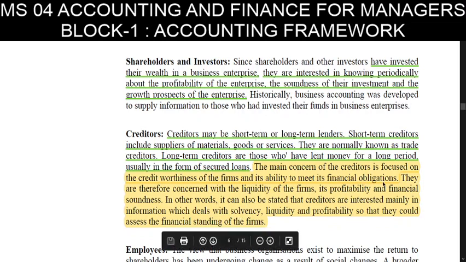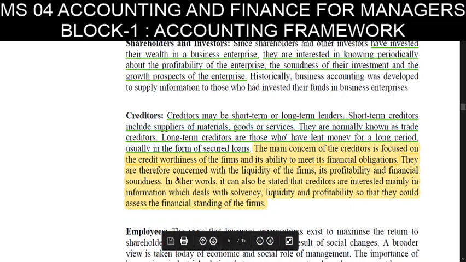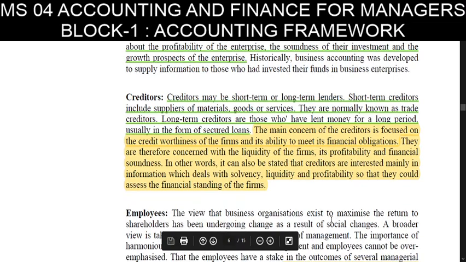The main concern of the creditors is focused on the credit worthiness of the firm and its ability to meet its financial obligations. They are therefore concerned with the liquidity of the firm and its profitability and financial soundness. Simply, they wanted to know whether the company is solvent, whether there is liquidity, whether there is profitability in that company. Whenever they want the money, they can go to the company and ask, get their money. There should be liquidity in the company. That is their major concern.